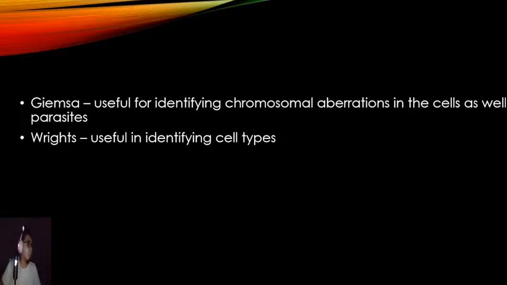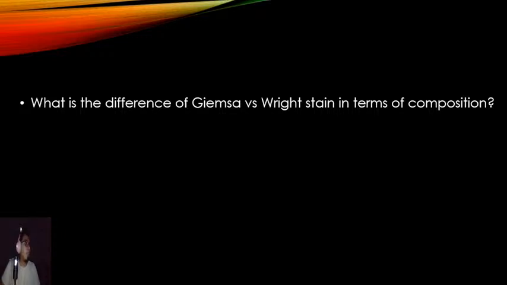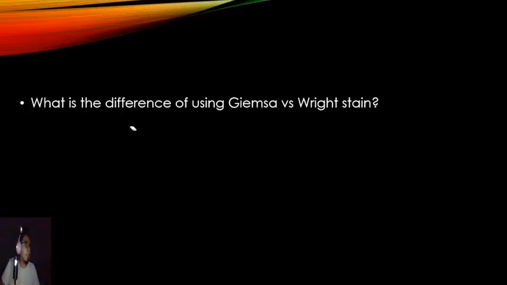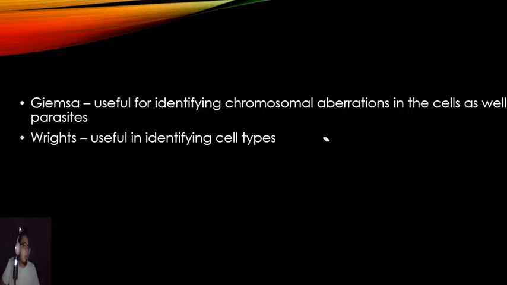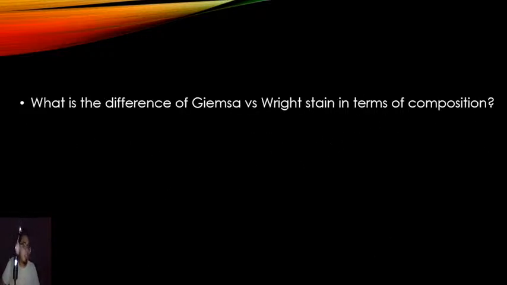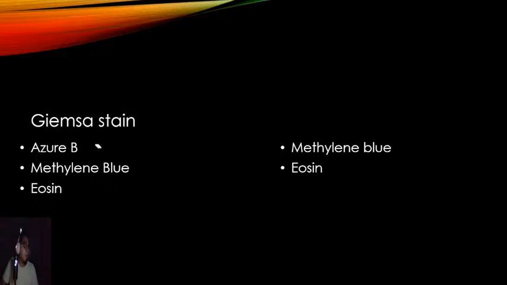All right. Now, what's the difference between Giemsa and Wright stains in terms of composition? So this one in terms of usage, this one in terms of composition. Well, in terms of composition, both of them are almost the same. They have both eosin and methylene blue, but Giemsa stain has an added component. It uses Azure B. Okay? Azure B to strengthen the bluishness, or we call it a bluing agent.